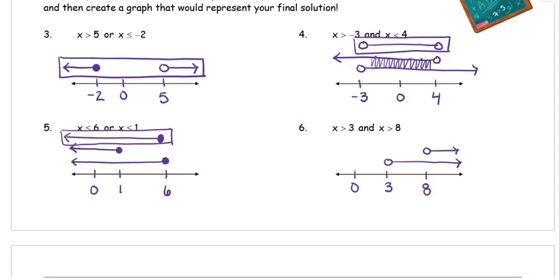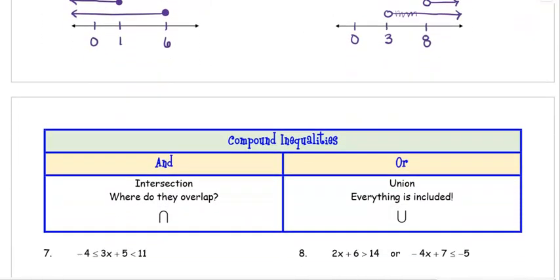Now if I think about these values right here, they're greater than 3, but are they also greater than 8? They're not, which is why when we're talking about an AND statement, we're talking about the overlap. What do the two of them have in common? All right, so let's go ahead and formalize this a little bit more here.